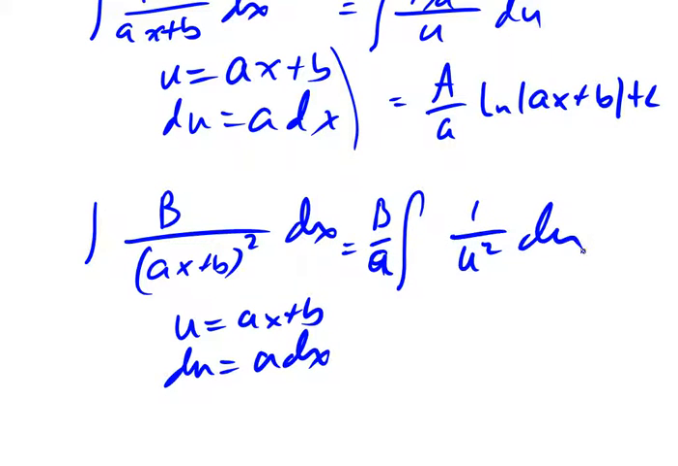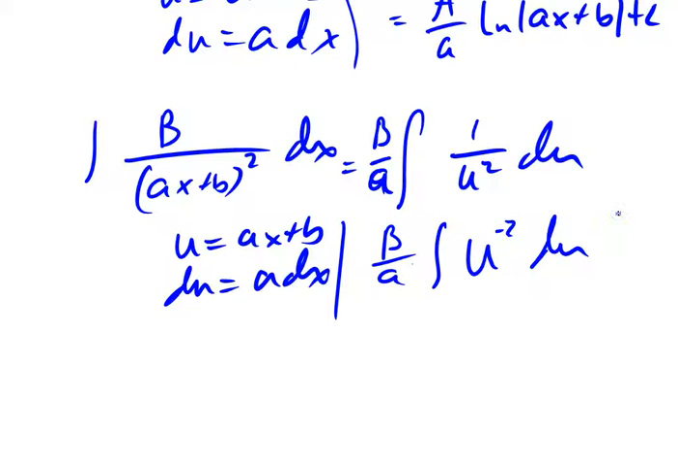Well, to integrate 1 over u squared, that's a u to the minus 2 power, right? Sorry, this is b over a. This is u to the minus 2 power du. So that integrates to u to the minus 1 power divided by minus 1. So that ends up being minus b over a times 1 over ax plus b to the 1st power in the denominator, right? That minus 2 exponent becomes a minus 1 exponent.